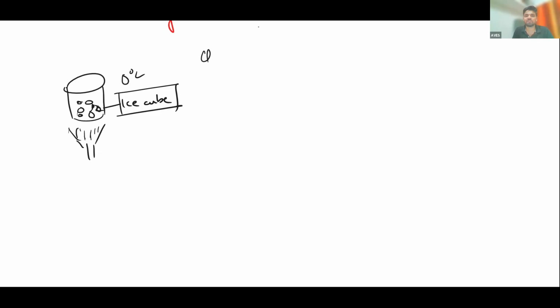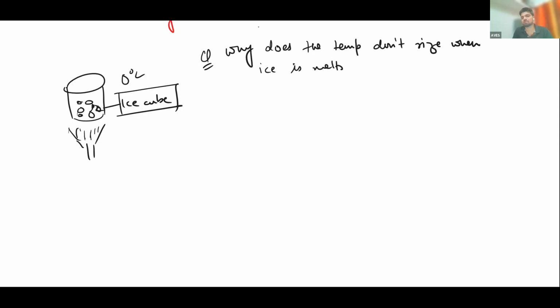So write down a question here: why does the temperature not rise when ice is melting? It is the same question that we discussed there. If the ice or anything is melting, that is because the heat is going in the form of latent heat of fusion. So what is latent heat of fusion?